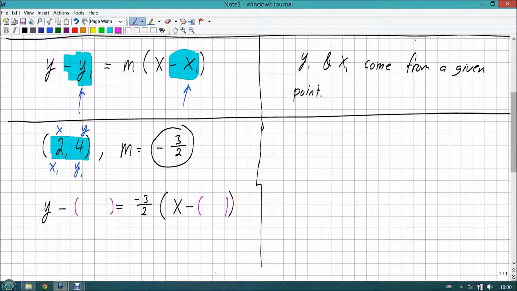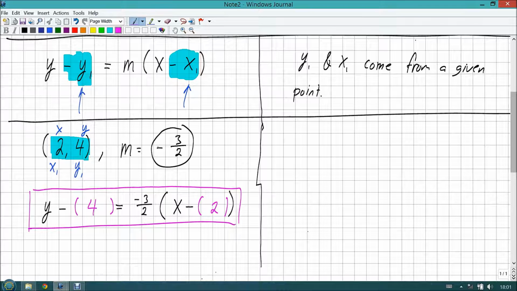So then I look at it and I go, okay, what's my x1? Well, my x1 is 2, so I plug in a 2 for the x1 location. And then the y1 is 4, so I plug in a 4 at the y1 location. So from the information given, a point and slope, I have just created in point-slope form the formula.